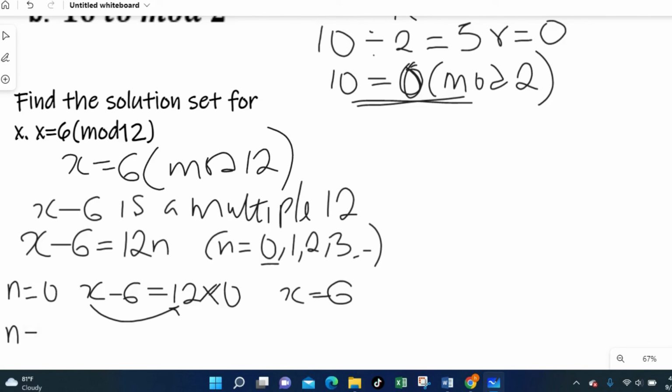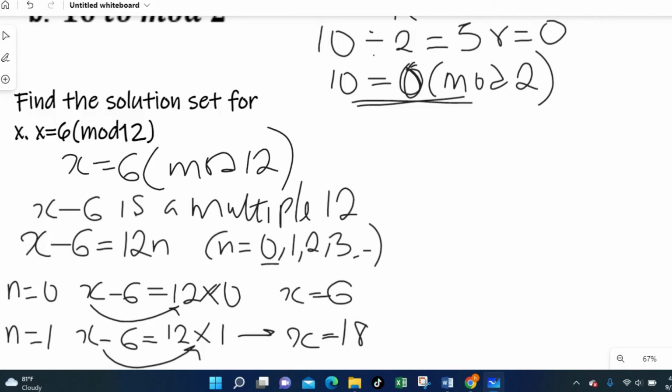Now let's look at the next one. If n is equal to 1, then our x minus 6 will be equal to 12 times 1, which is 12. If 6 crosses over, it becomes plus 6. So our x will be equal to 12 plus 6, which is 18.